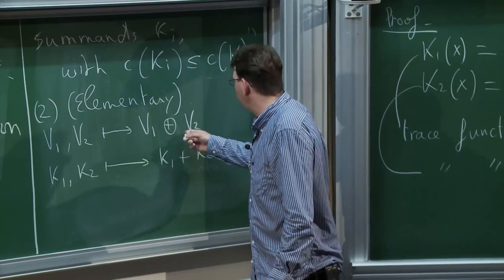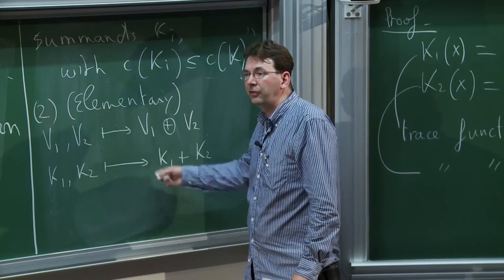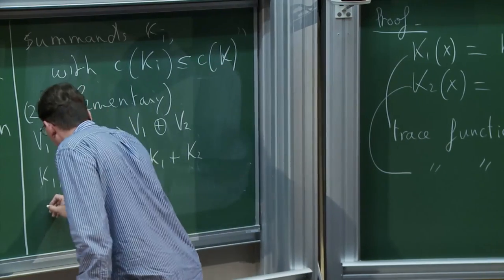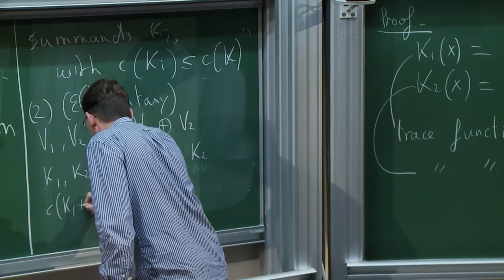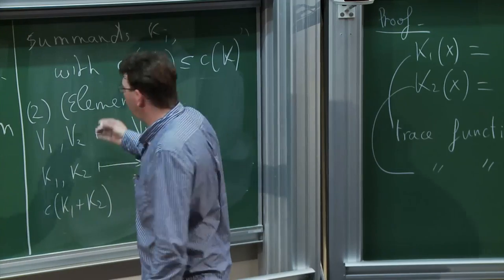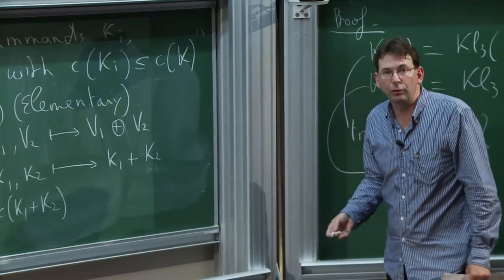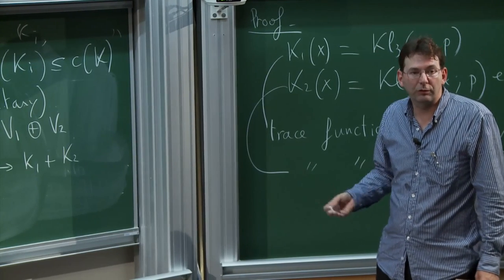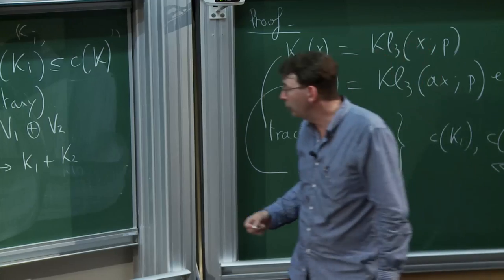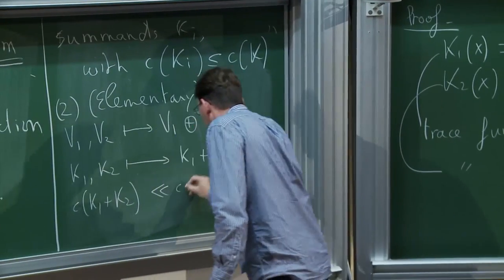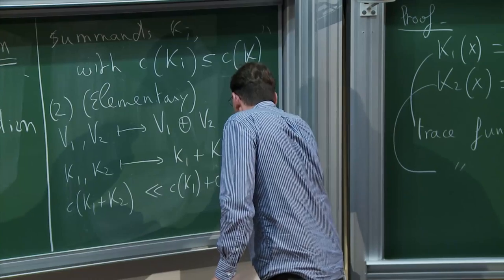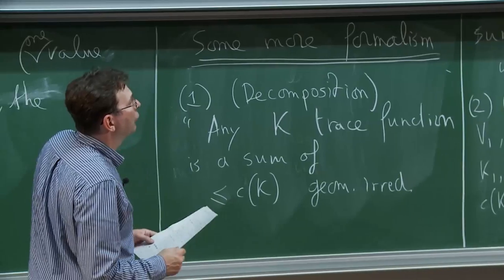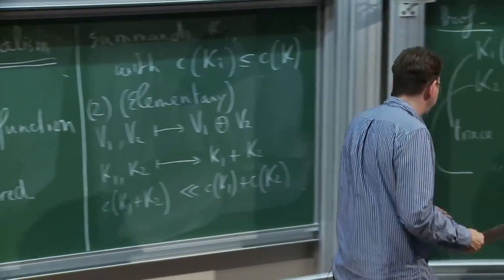So typically, if v1 and v2 are not 0, then this can never be geometrically reducible. It will have pieces which are invariant. And of course, in any of such operations, the first thing is to know that you can do the operation on trace functions, but you should always immediately then think, how does the complexity change? Without control of the complexity, these operations are useless for applications. And in that case, it's very simple. Whatever the definition, the complexity of k1 plus k2 is basically the sum of the complexities of the summands.